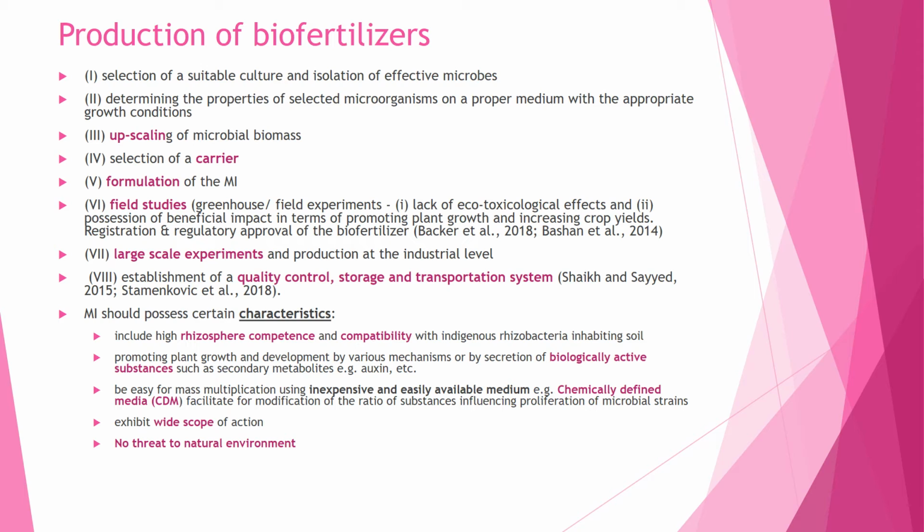Okay, and also the MI product should exhibit a wide scope of action, meaning that, let's say, it is good to grow fruity fruits, for example chili, tomato. At the same time, it can also be good to grow paddy, for example. So an application scope that is suitable for a wide range of plants is desirable.